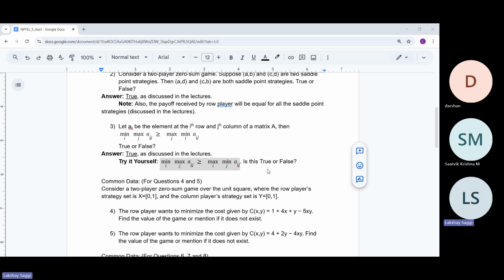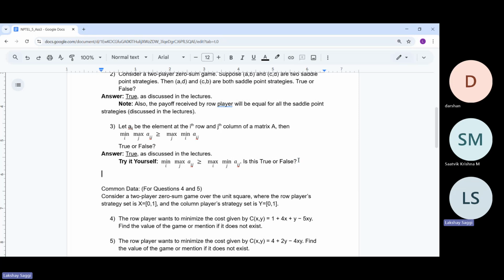Okay, so Darshan and Satvik both have answered that this should be false. So yes, I think that's the correct answer, guys. So good job, but maybe I will try to provide some reasoning also. Let's try to reason about this.